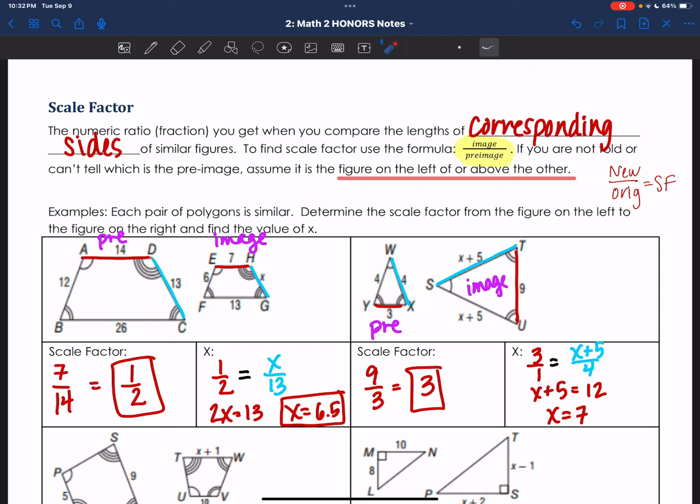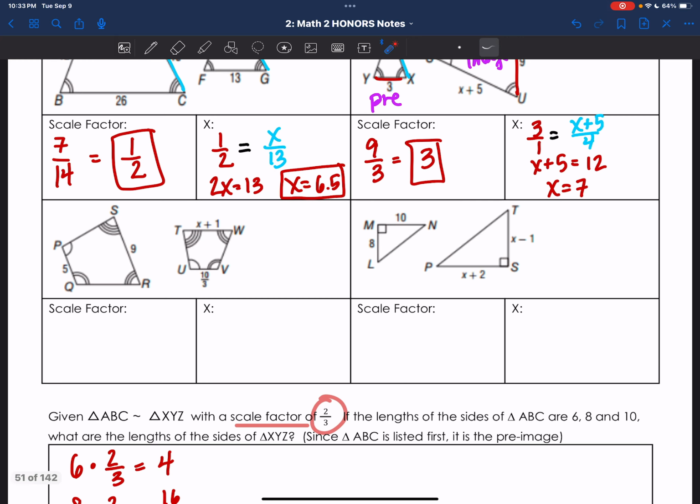All right, so let's look at the easy ones as given. I've got my new over original to find the scale factor. So this is going to be an enlargement of 3. Now to find x, you're going to look for which side has x on it, and then find the corresponding side that goes with it. So we have x plus 5 over 4. Then you cross multiply. Remember, this is in parentheses, which doesn't matter in this situation. You'll get x plus 5, and then cross multiply here, you'll get 12. So x equals 7.